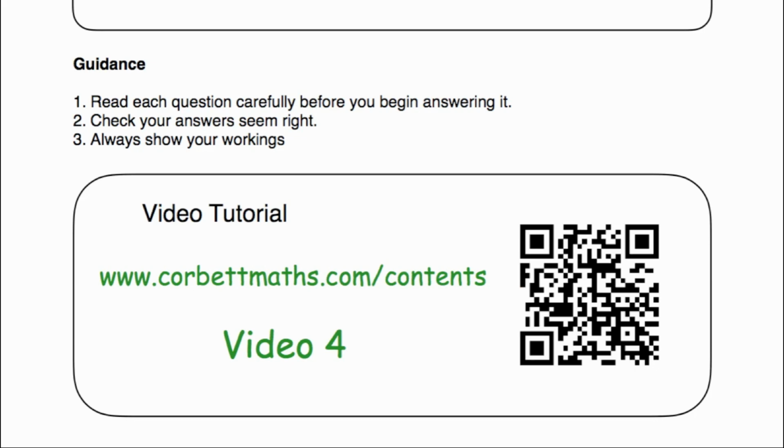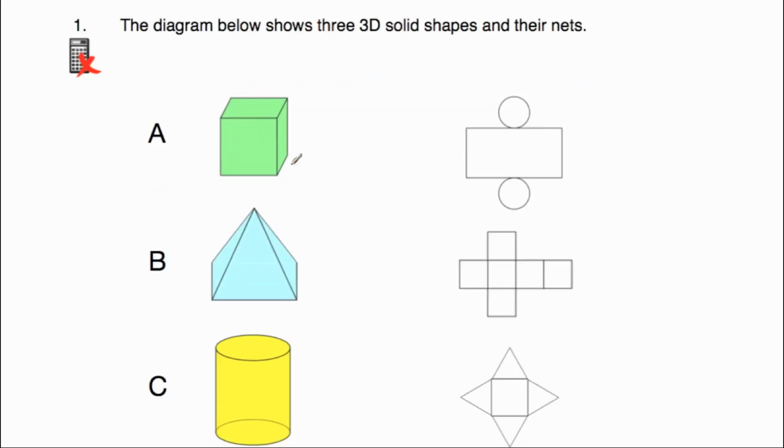Okay, let's get started. So, question number 1. We've got to match some solid shapes and their nets. So let's have a look and see what shapes we've got. A is a cube. The net of a cube is going to be this net here. So let's match those up.